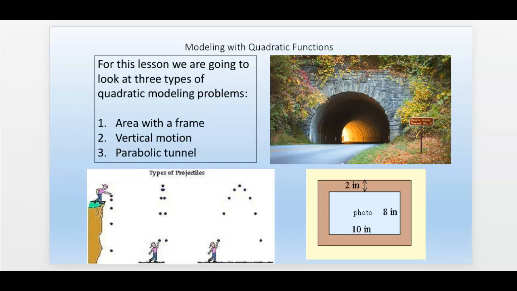For this lesson, we're going to look at three types of quadratic problems: the area with a frame, vertical motion problems, and a parabolic tunnel. And we looked at all three of these last Friday.